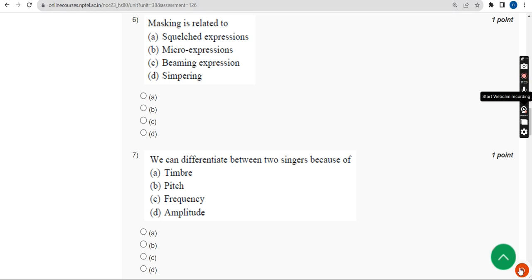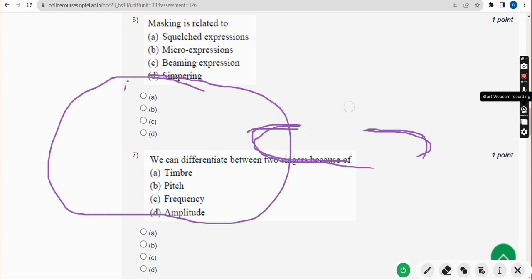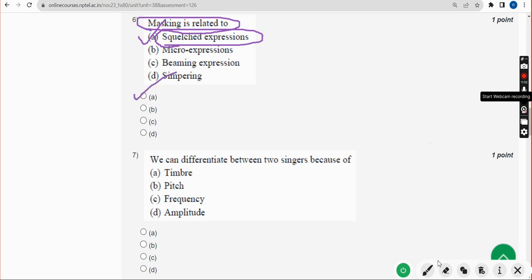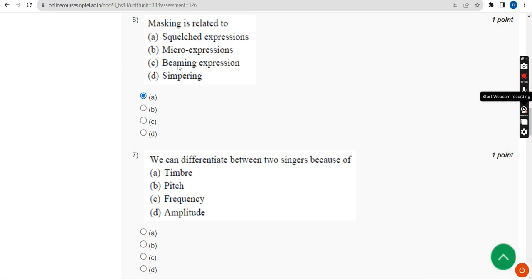So, sixth question. Masking is related to what type of expression? For the sixth question, the answer is option A, squelched expressions. So mark option A. I'm clearing this now. So the answer is option A.